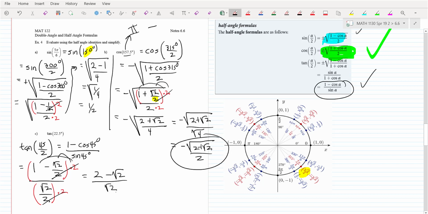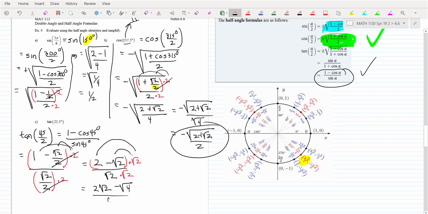And now you do have to rationalize, but you only have to multiply by square root of 2. So it's easier than the other forms of the identity. So now multiply the top by square root of 2 and the bottom by square root of 2. By doing that, we end up getting 2 root 2 minus square root of 4, and you can do some of this stuff in your head, all over square root of 4. So you would end up getting 2 root 2 minus 2 over 2.